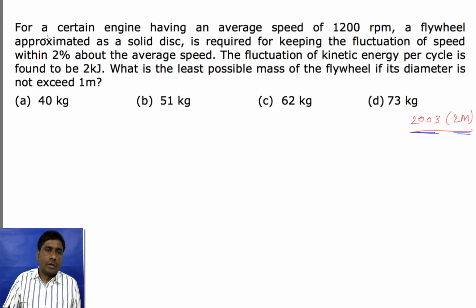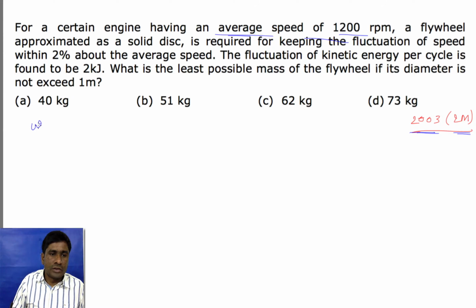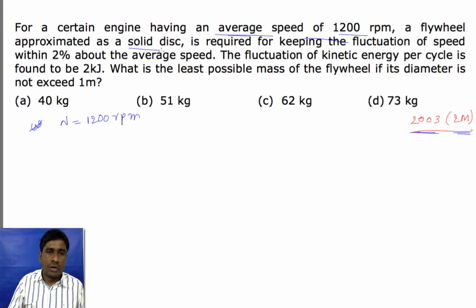Let's read the problem. For a certain engine having an average speed, so they have given the average speed. So what is the average speed? Omega, or here it's mentioned as n. Because the units are in rpm, that is 1200 rpm. A flywheel approximated as a solid disk, so that means I equal to mr square by 2, is required for keeping the fluctuation of speed. Let me underline this in red color. So this is a fluctuation of speed within the 2% of the average speed.